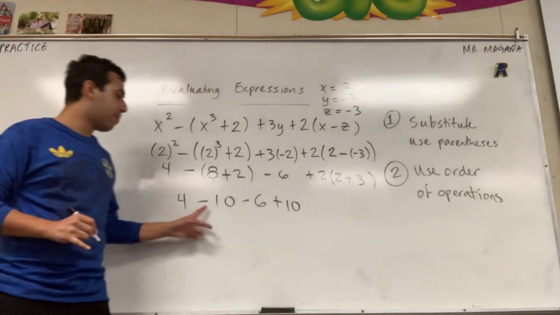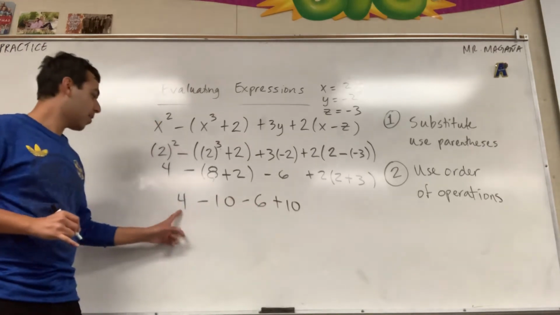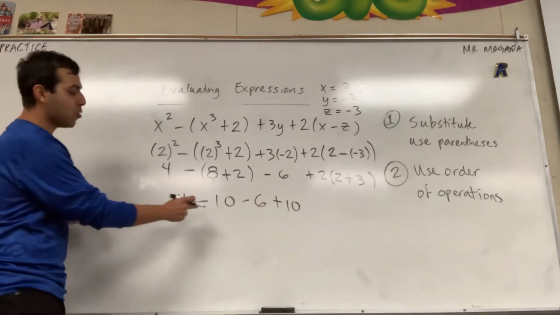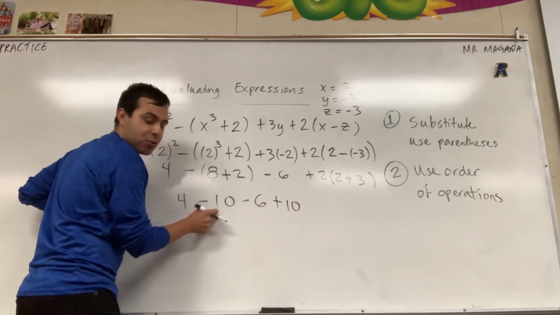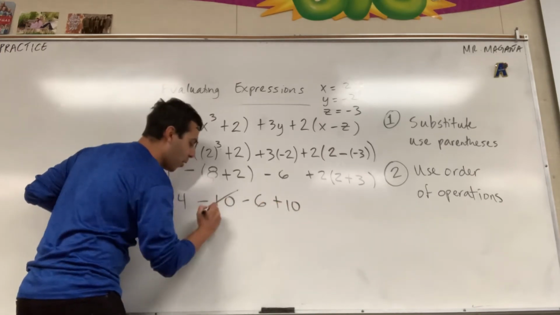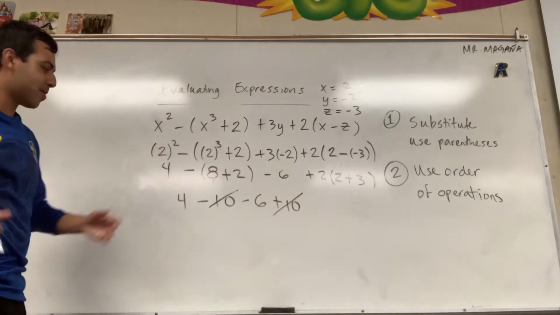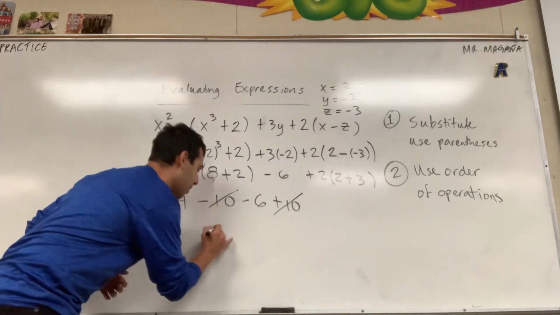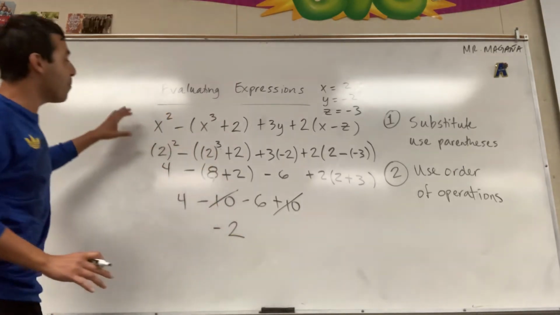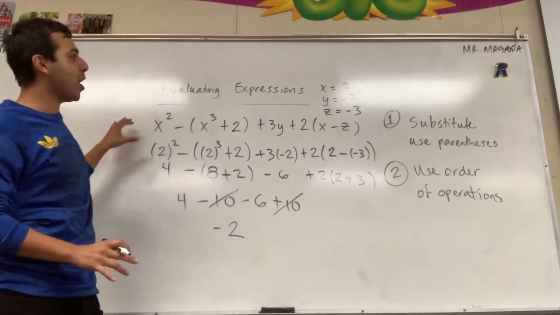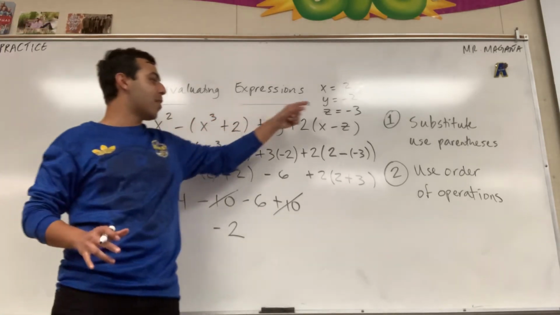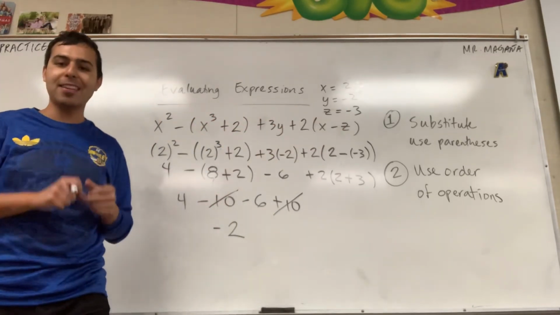Now I can combine the negatives and the positives, especially if I find one that's the same number, just opposite. 10 minus 10 is 0. That was nice. 4 minus 6 is -2. And from this very lengthy expression with 3 different variables, we end up with a tiny -2.